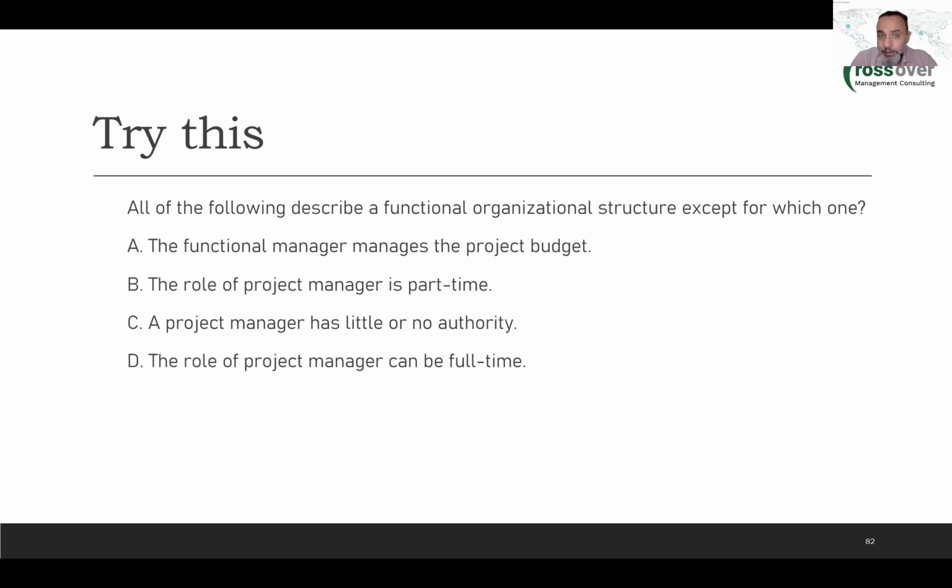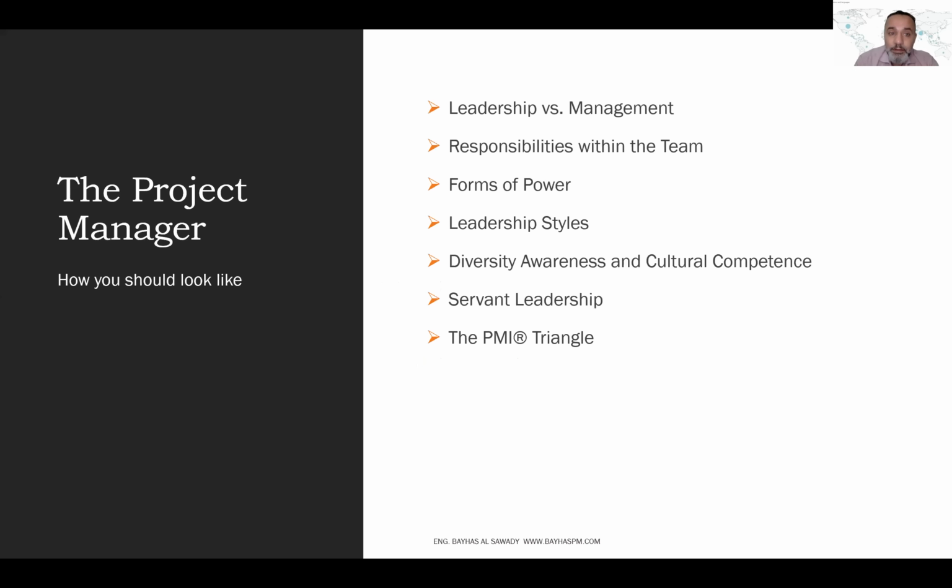In a functional structure, yes, the functional manager manages the budget, and the role of the project manager is part-time, and the project manager has little or no authority. But the only thing that is not correct is that the project manager can be full-time. No, the project manager cannot be full-time in the functional structure.